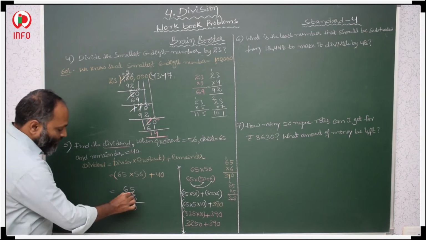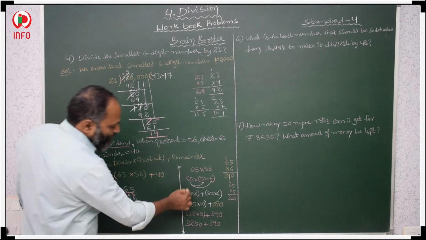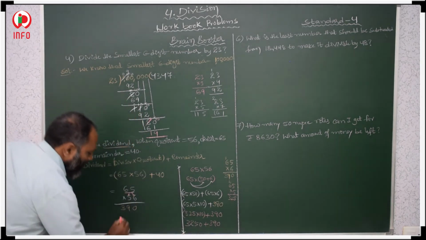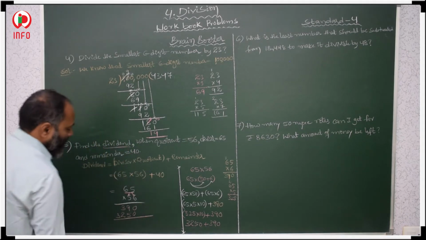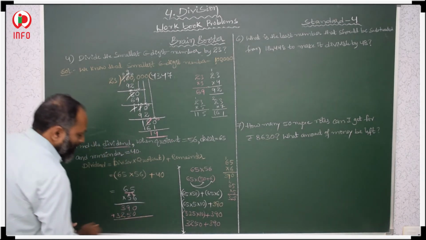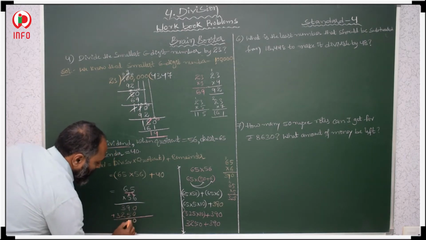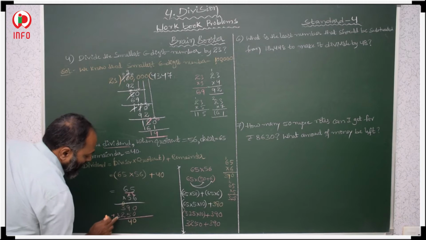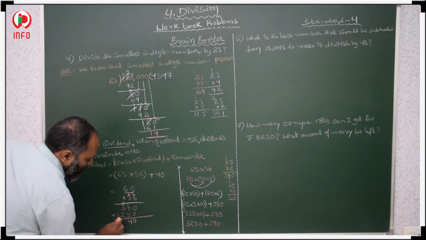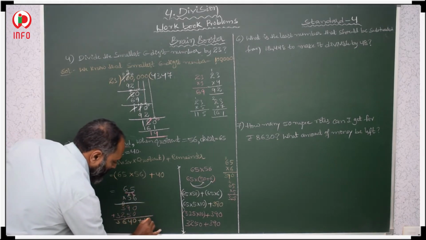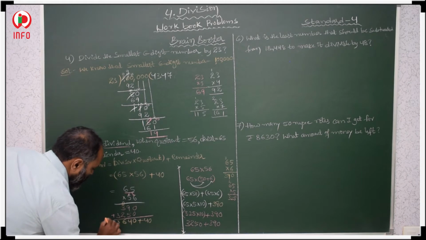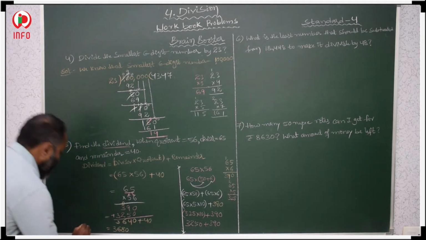Then 65 50s are, it is in the tens place, 3250. Now you add: 0, 9 plus 5 is 14, 4 here and 1 here. 3 plus 1 is 4, 4 plus 2 is 6, and 3. And also here the remainder is there, plus 40, is equal to 3640 plus 40, 3680. This is our dividend.